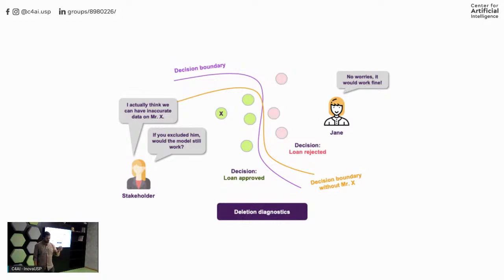It's basically about what would happen if I drop the data point, how much would the decision boundary change, right? And you see that if you drop this person, the decision boundary still remains roughly the same. So this tells you about the robustness of the model, right? So this is another popular way to inspect the sensitivity of the model's decision.